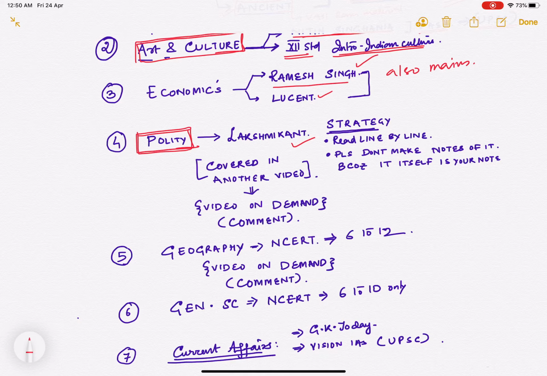Basically, how do you read Lakshmikant? First of all, read line by line, never miss one line. And second, please don't make notes of it, because it itself is your notes. People start making notes immediately, book done, notes. Try reading it. Lakshmikant is pure mathematics, understand it. Again, how to understand things? Ask the question why. Always ask this question why. If you miss this question why, then you'd be in a very critical stage.